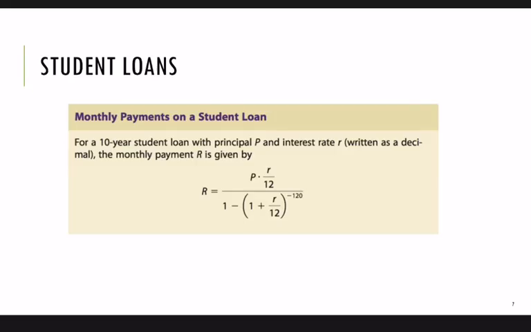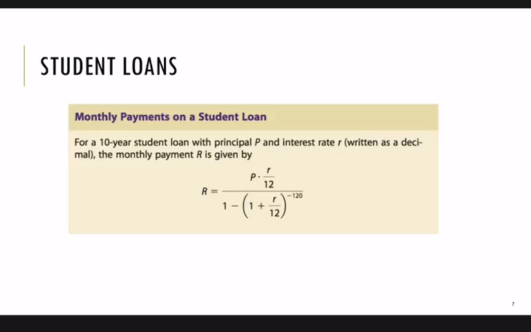So let's look at the formula for finding the monthly payment on a student loan, and then we'll use this to make a calculation. This is a formula for a 10-year student loan. That's a standard repayment term. So once her payments begin, if we're talking about Sonia, then she would have 10 years to pay off her entire debt for school.